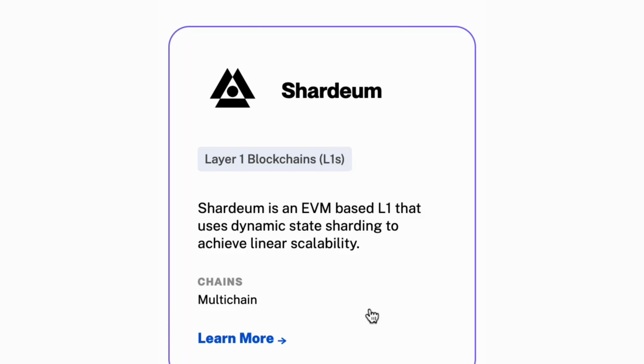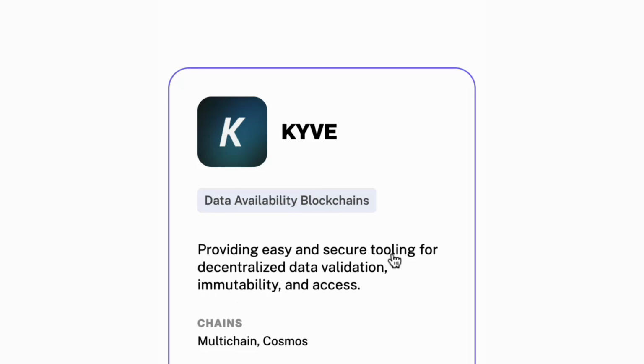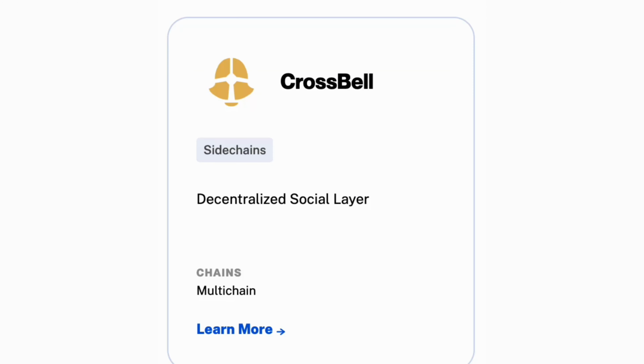Then we have this Stardom. I hope I'm pronouncing this correctly, and it follows the blockchain layer 1 system, but it has a multi-chain, so you can consider this in terms of scaling the application. After that, we have KYVE, and again, it's a data availability blockchain which follows the multi-chain and Cosmos. So you can consider that if you want to store some of the data on the network. Then we have this Crossbill.